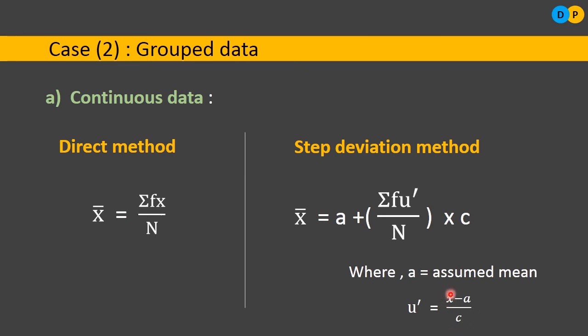So x will be the midpoint value. So midpoint minus some assumed mean divided by c. What is c? C is nothing but the width of the class. For example, 0 to 10, what is the width? 10. 10 to 20, what is the width? 10. 20 to 25, what is the width? 5. In that case, the class width will be 5. So what is c? C is the width of the class. A is the assumed mean, and what is u dash? U dash is equal to x minus a by c.